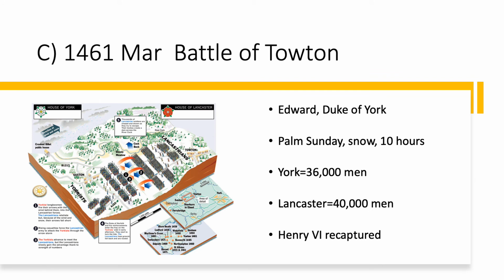This is one of the bloodiest battles, if not the bloodiest battle ever fought on English soil. You can see from this digital replication here the size. So you're talking about maybe close to 80,000 men on both sides fighting. Edward, who is now Duke of York, leads the Yorkist forces. It's Palm Sunday. There is snow, which is unusual at that time of the year. They engage in the morning, and one of the things that's happened is that because of the snow, the Lancastrian archers are really ineffective because they're trying to shoot into the wind.